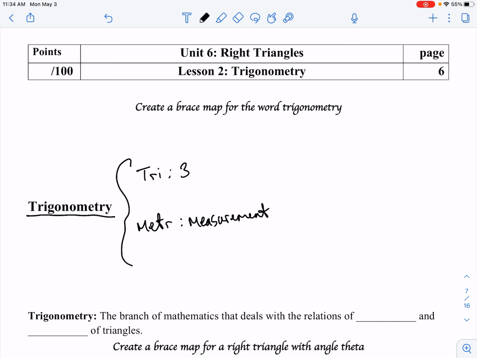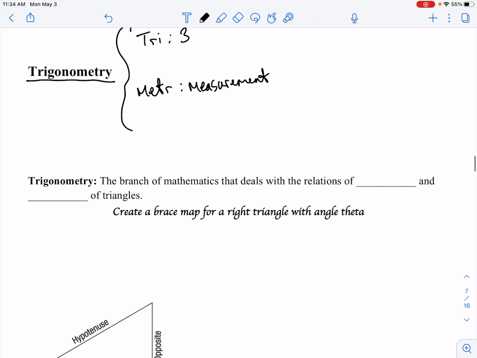Well, things that have three are triangles. So trigonometry, very simply, is the part of math that deals with the relationships of angles and sides of triangles.